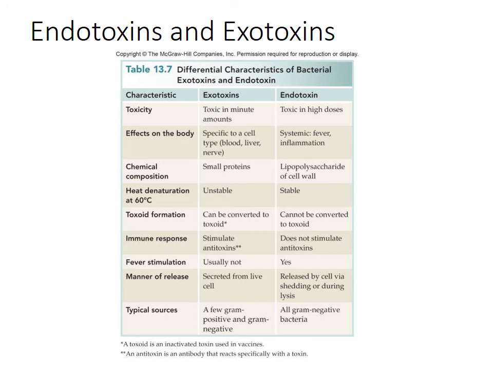And lastly, typical sources, which is the last row. With exotoxins, these are gram-positive and gram-negative. With endotoxins, it would only be gram-negative.